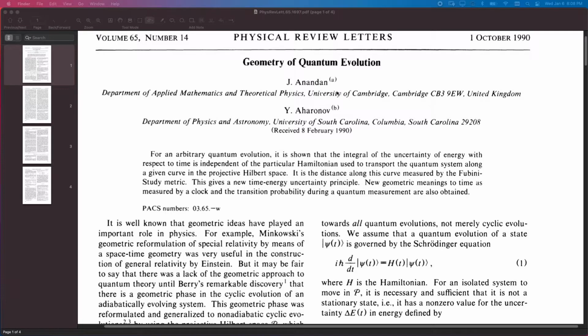You can see here that this first guy was from the University of Cambridge, and Aharonov is from the University of South Carolina. The paper was received on the 8th of February 1990. It was published on the 1st of October of the same year. So February, March, April, May, June, July, August, September, October. So that took 9 months from when it was received to when it was published.